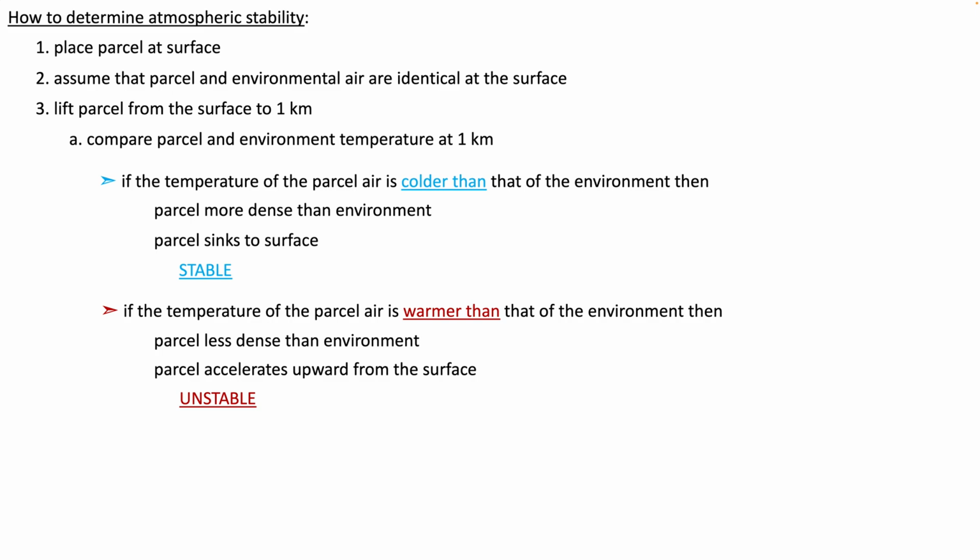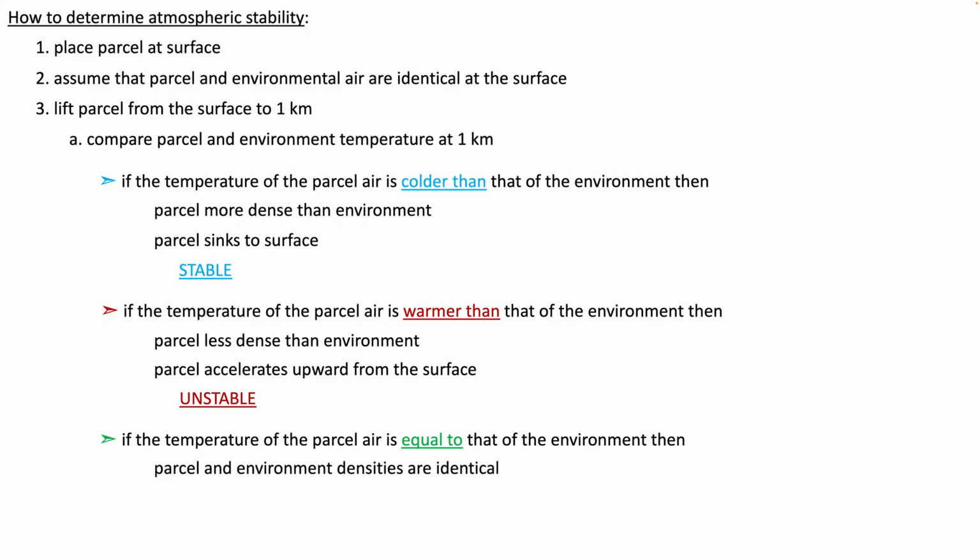We displace the parcel upward from its initial position. The parcel then accelerates on its own away from its initial position, and so the atmosphere is unstable. So the atmosphere will be unstable when, after displacing the parcel upward, the parcel becomes warmer and more buoyant than the surrounding environment. Finally, if after displacing the parcel upward 1 kilometer, we find that the parcel and the environmental air have identical temperatures, then the parcel and the environmental air will have equal densities, and the parcel will just remain at 1 kilometer. It will just remain at that level where it's been displaced. So the parcel remains at 1 kilometer, and we say that the atmosphere is neutral.